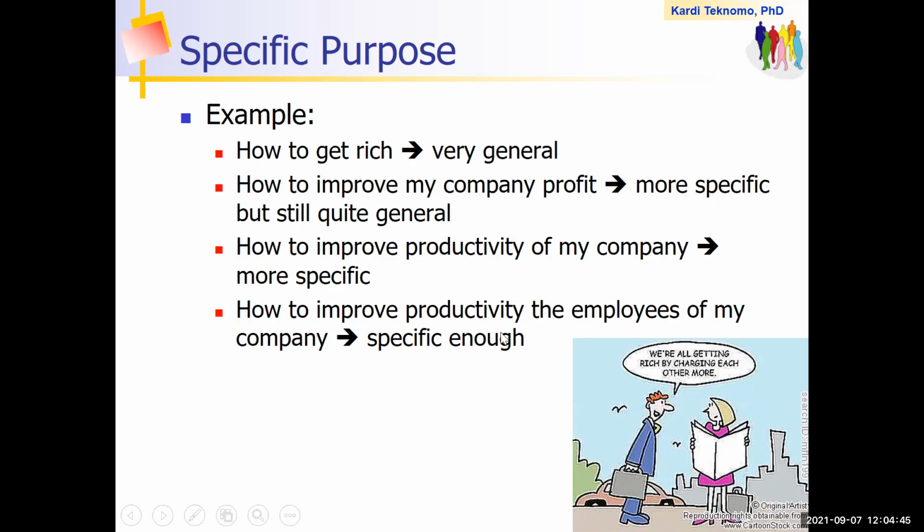For example, if you say, okay, my purpose of brainstorming is how to get rich, this is very general. Then improve it, for example, how to improve my company profit. This is more specific, but still very general. If you go down into how to improve productivity of my company, this is a little bit more specific. But if you go into more detail, like how to improve productivity of the employees of my company, then this is specific enough.